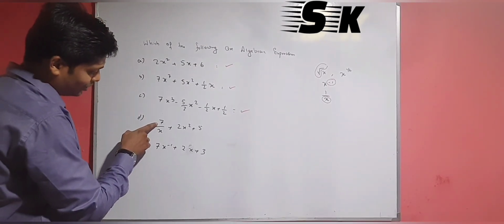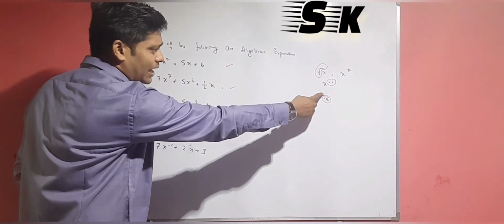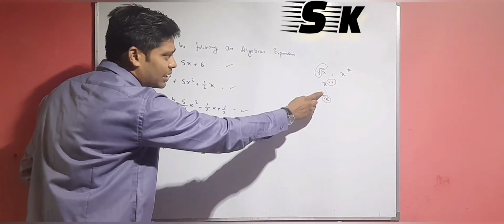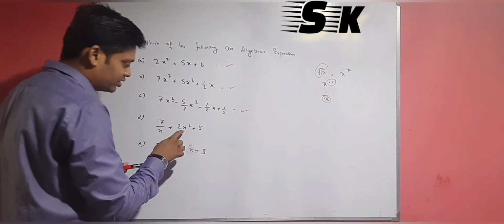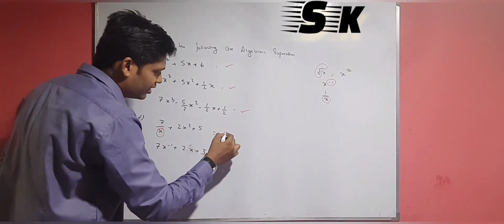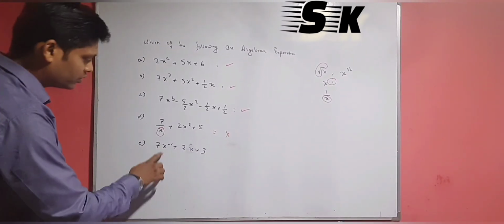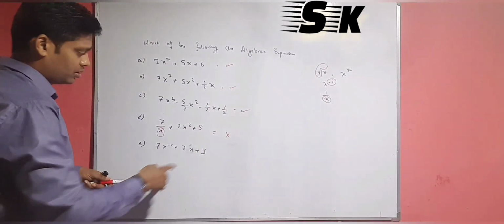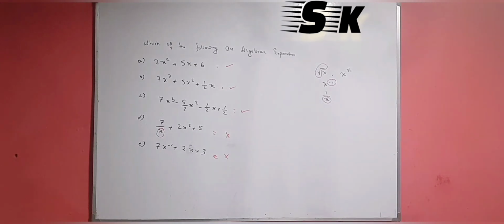Sir, 7 by x is there. Sir, you have written 1 by x. Arey, this is a normal value. You omit this one, leave this one. This can be 8, 10, 20, 50, anything. You see the x is below. This one is okay, but because of this x, which is in the denominator, it is not an algebraic expression. Now what about this one? Sir, minus 1. This one, okay, but because of this minus 1 it is not an algebraic expression. Understood what I am trying to say?